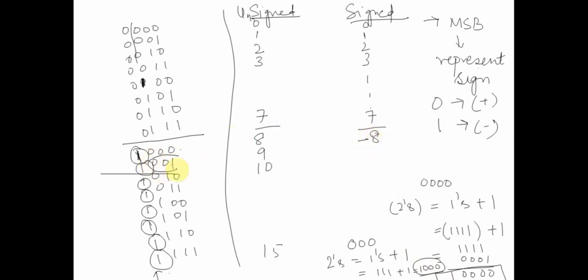Similarly, how about 1001? The 1 tells the number is negative, fine. And what is the value of a negative number, to convert that to positive? Do the 1's complement, 0110, add 1, which is nothing but the 2's complement, and it would become 0111. What is the value of this? This is 7. So this will become minus 7. Are you guys with me?